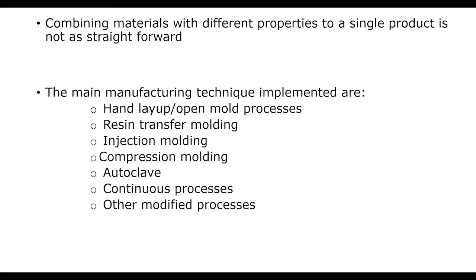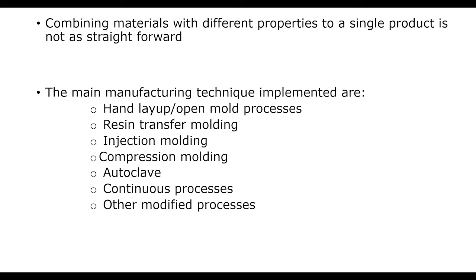So combining these materials of different nature or different characteristics is not as easy as manufacturing pure metals or plastics, because here we are not working with a single product, rather we are combining materials of different nature. So the practice is relatively difficult compared with manufacturing pure metals.